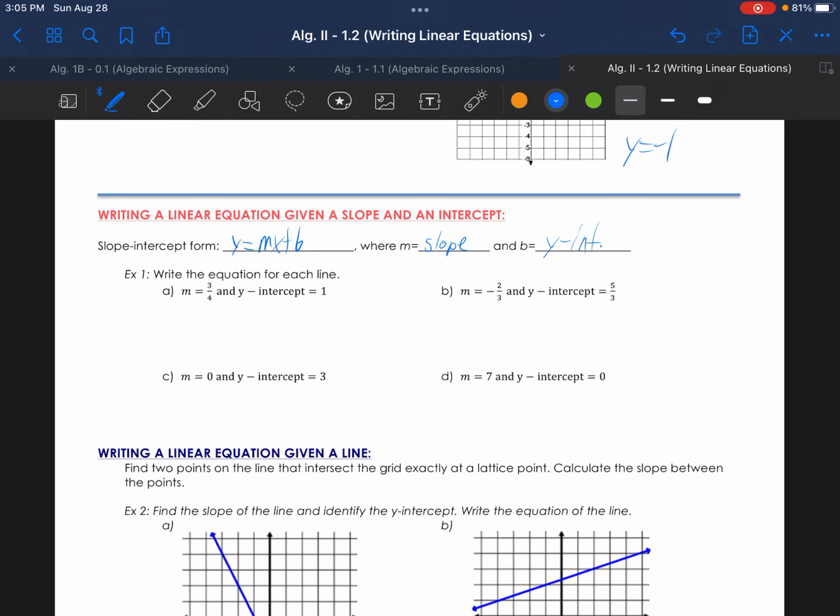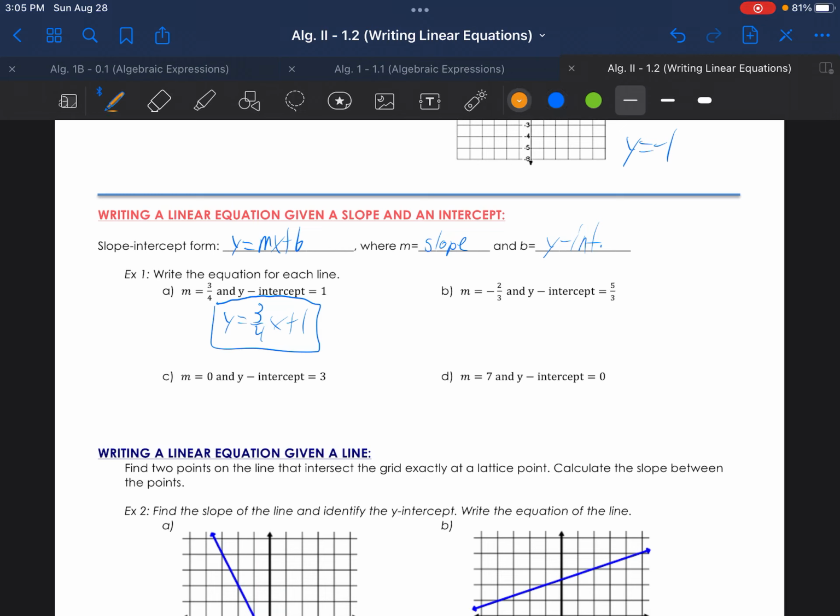So let's go through these 4 examples here, A, B, C, and D. So starting off with A, you're told that the slope is 3/4, and the y-intercept, or the b, is 1. So you start plugging it in. y equals 3/4 x plus 1. And that's it. So you replace the m, you replace the b, and then y and x stay y and x.